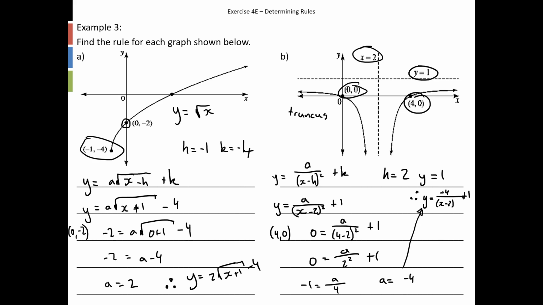This is good that we got a negative for the a value because this is an inverted truncus. This is an inverted truncus. So that keeps it all consistent, and that's fine.